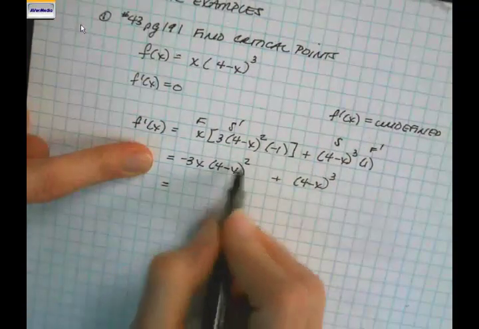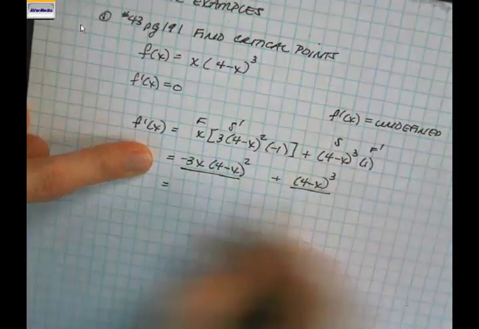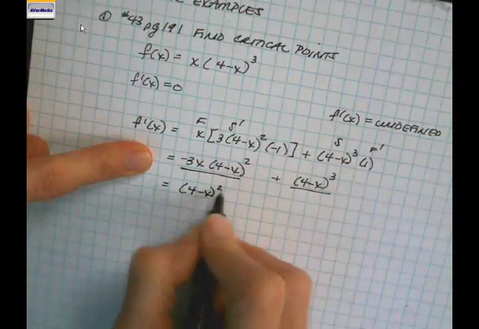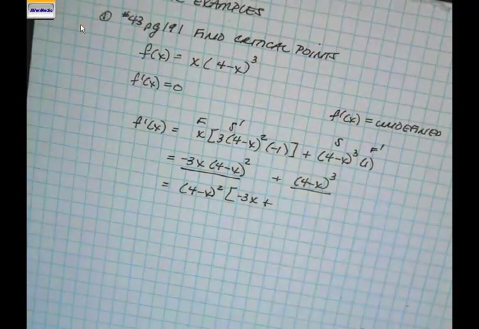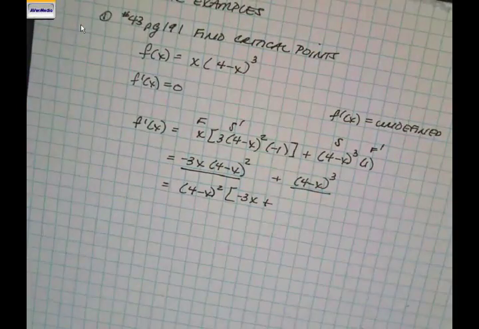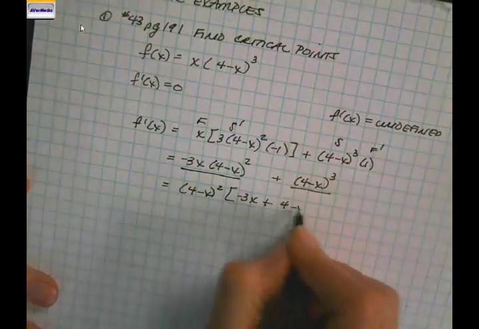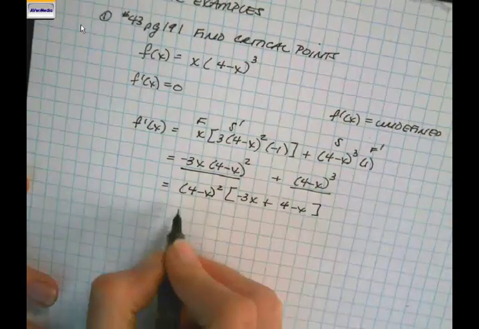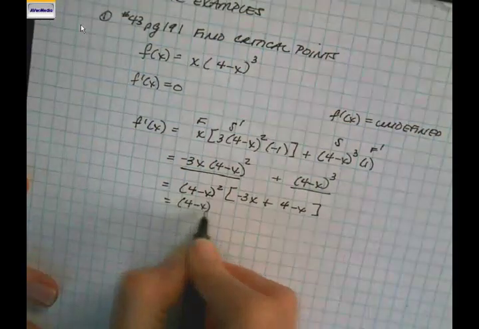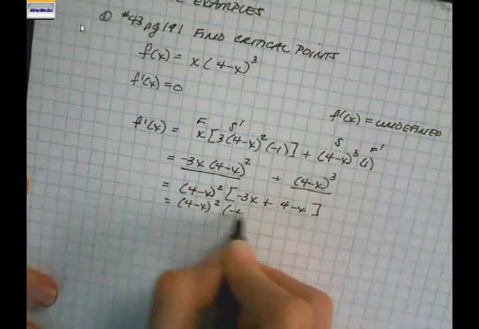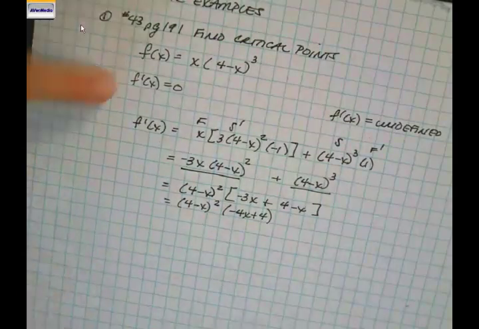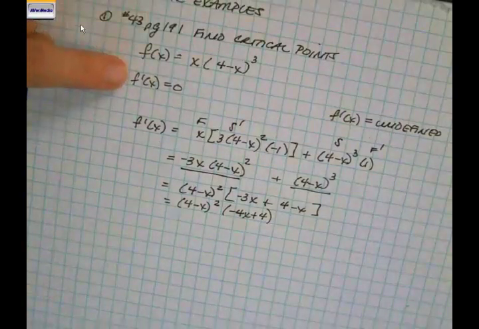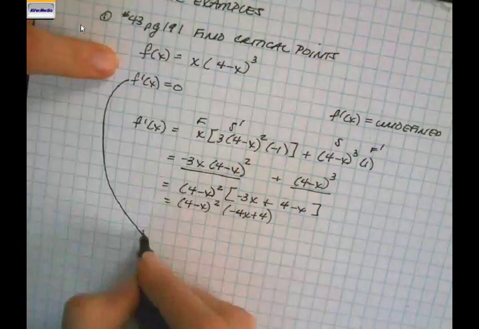Okay, so we're going to take the (4 minus x) squared. Here's the first and here's the second. So you're going to take the (4 minus x) squared out, and it's going to leave behind a -3x plus what? Plus 4 minus x. There you go. So this is (4 minus x) squared times (-4x plus 4). Now you can factor 4 out if you want to. I don't care. But you're going to have to set this thing equal to 0 to find your critical values.